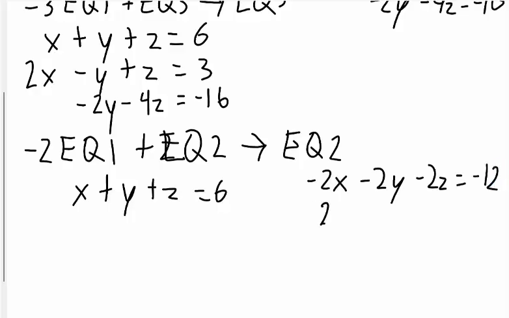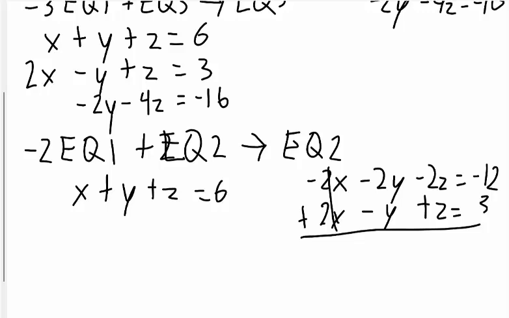And we're adding that to 2x minus y plus z equals 3. All right, those cancel. Negative 2y and negative y is negative 3y. Negative 2z and positive z is negative z equals negative 12 plus 3, which is negative 9. So that's our new second equation.